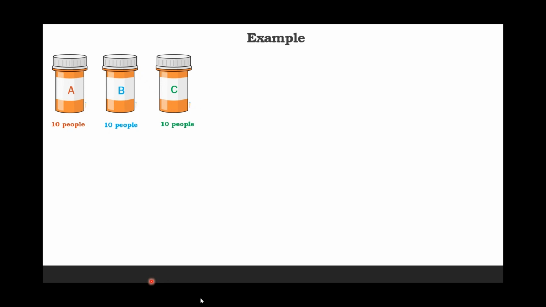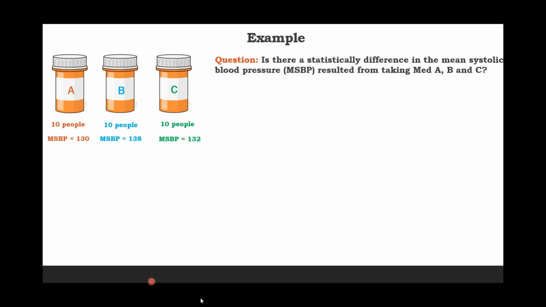Then I find out the mean systolic blood pressure of the three groups, as shown on the screen. As you can see, there's a difference between these mean systolic blood pressures. And now I want to know if these differences between the three groups happened by chance or because of the medications. And the ANOVA test will help me answer this question.